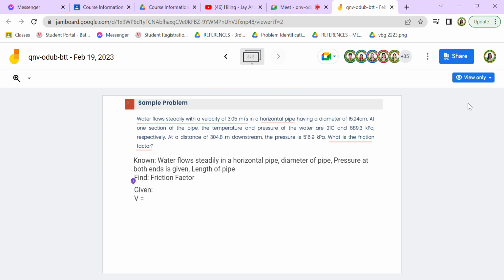Then pressure at point 2 will be 516.9 kPa. Then the length of the pipe, which is 304.8 meters. So anong equation ang gagamitin natin dito? Analysis. Based from the given and based from the problem, since ang hinahanap is yung friction factor, then gagamitin natin si Darcy-Weisbach equation.